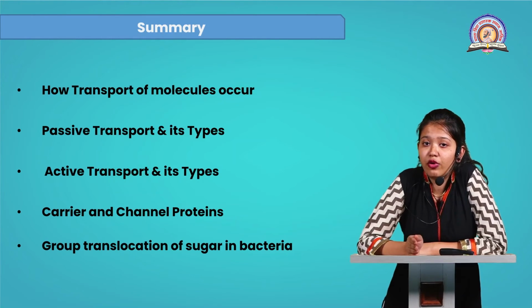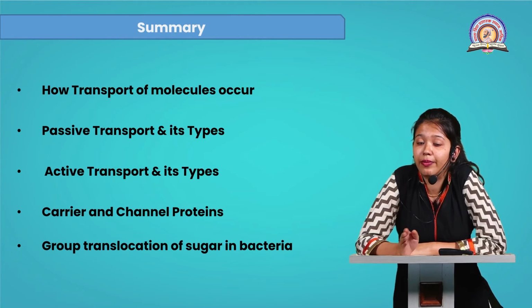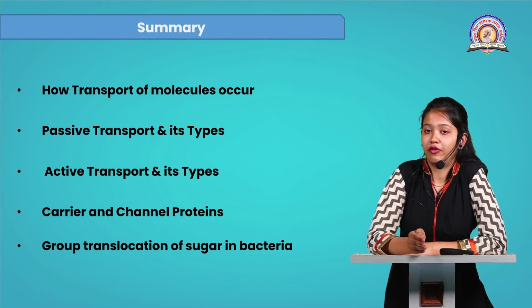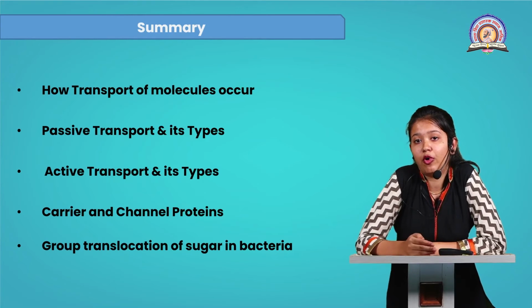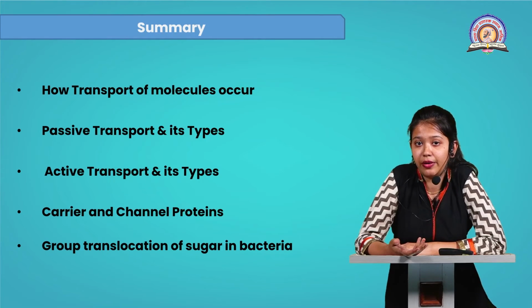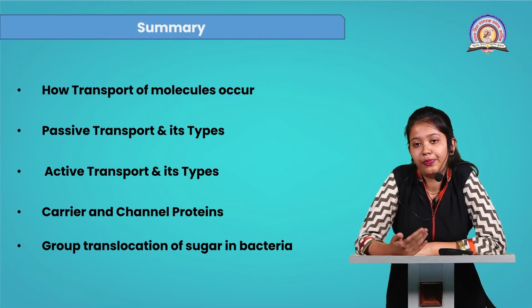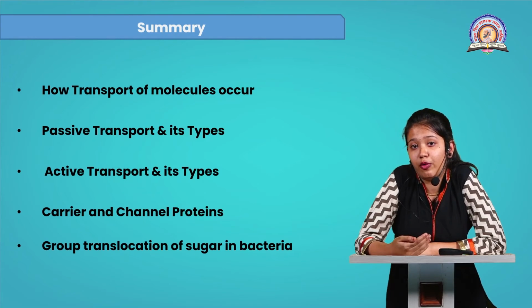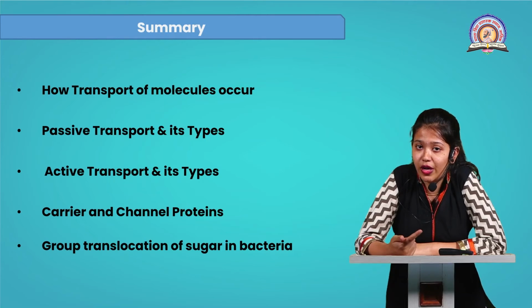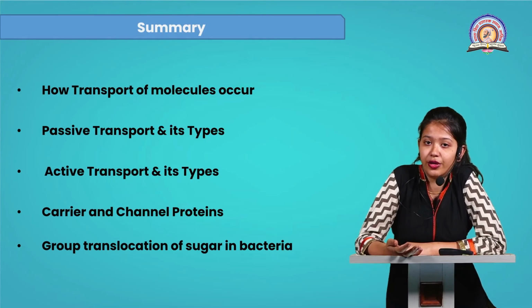In active transport, we saw there are two types of active transport. First is the primary active transport, which occurs with the help of metabolic energy, that is by using the hydrolysis of ATP. Primary active transport is also called direct active transport. In secondary active transport, we saw it occurs usually with the help of an electrochemical gradient or potential difference rather than using ATP hydrolysis or metabolic energy.